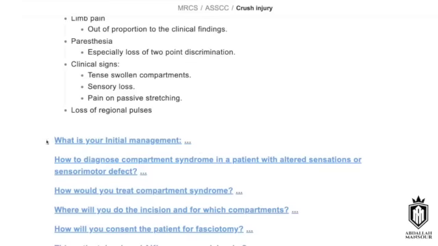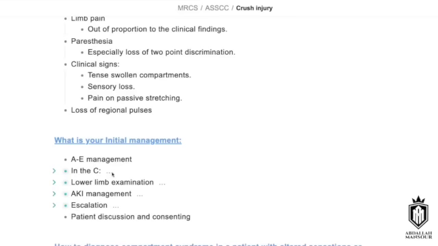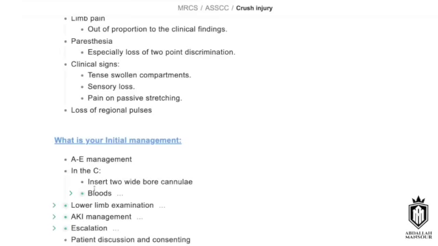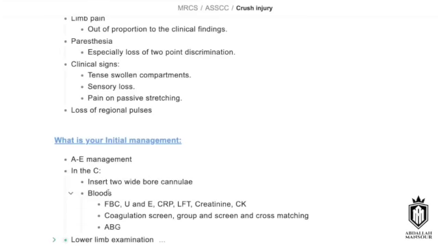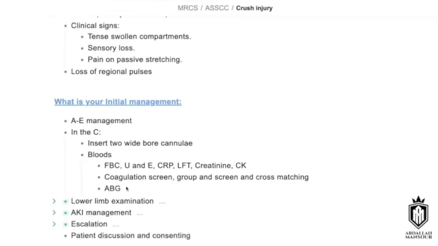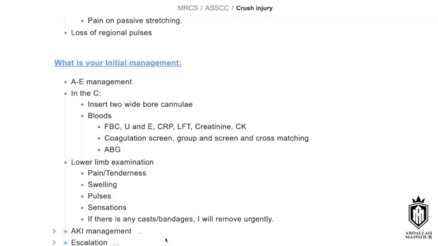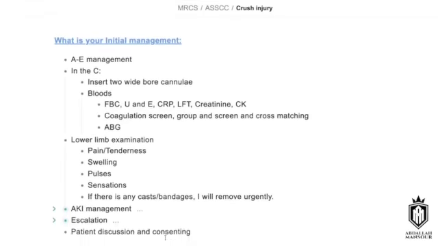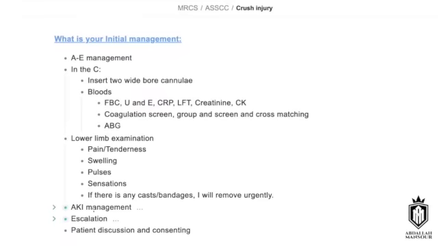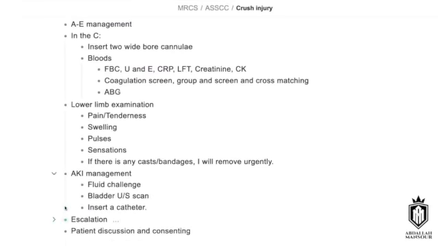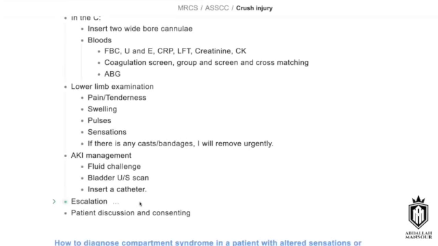So for the initial management, again, this is a critically unwell surgical patient. You would like to follow an ABCDE approach. The most important point here is your C. You want to insert two cannulas, take all the labs, start resuscitating your patient, making sure you're getting them ready for surgery, and examine the lower limb quickly. If you establish that this is compartment syndrome and the patient has acute kidney injury, you want to resuscitate the patient to prevent further kidney injury. Get a bladder scan, insert a catheter.